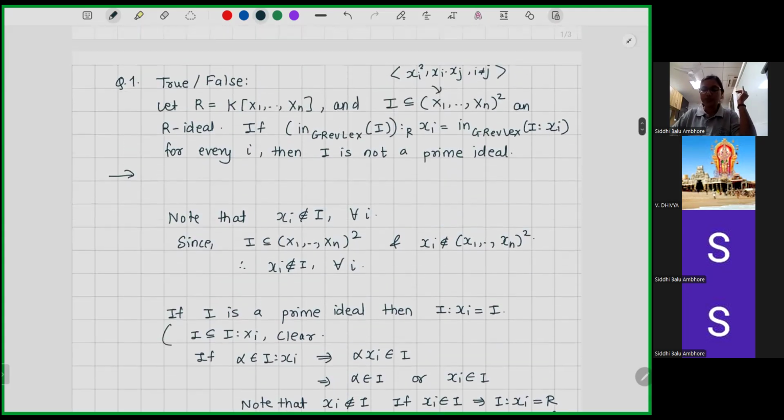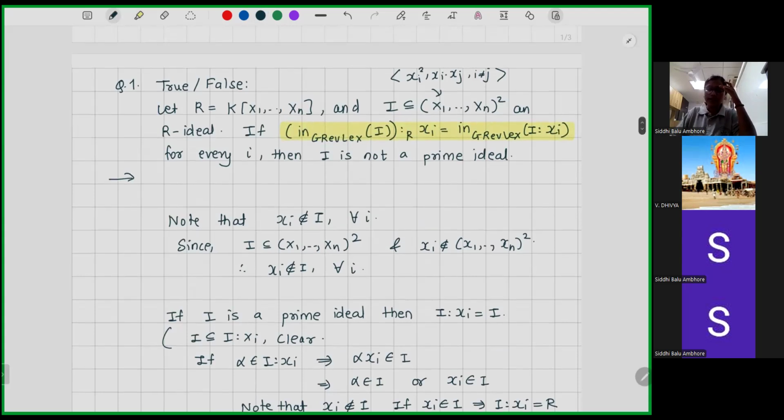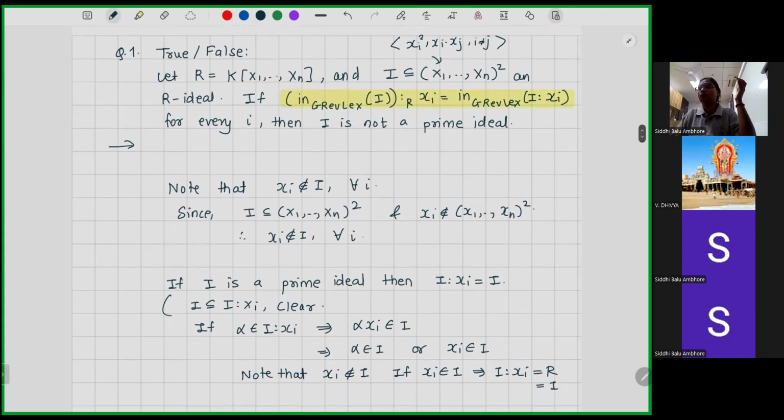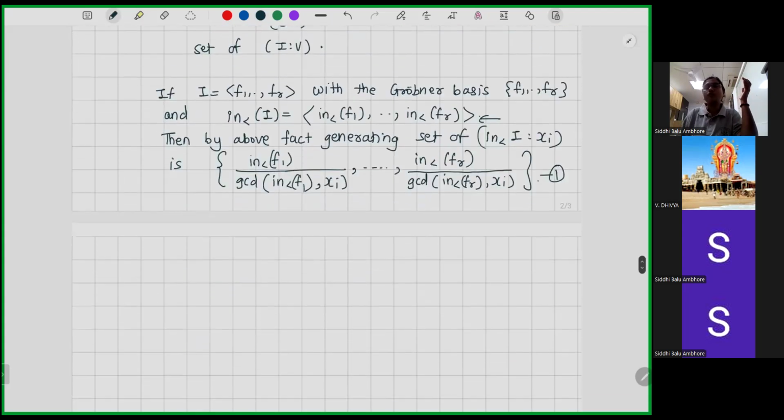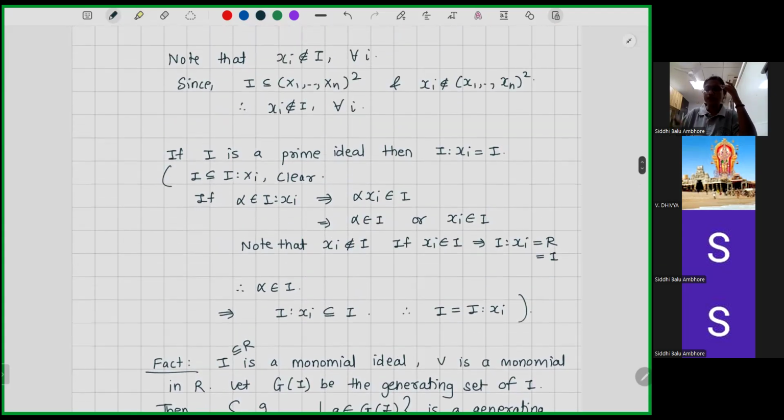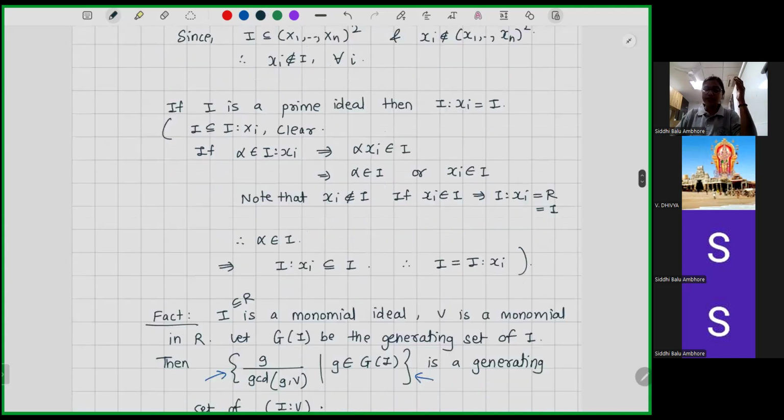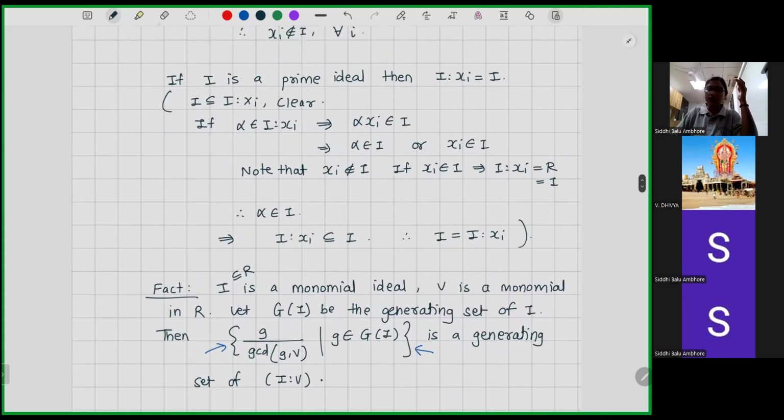What we want to do is this: given the condition on the initial ideal with respect to the graded reverse lexicographic order, we have to check if I is inside the ideal (x1 up to xn) squared. If this highlighted condition is satisfied, then we have to check whether I is prime or not. So we have made these observations so far: no variable belongs to I. Second, if I is a prime ideal, then we have this, and this is true for any a belonging to my ring R, not only x_i, as long as I is a prime ideal.